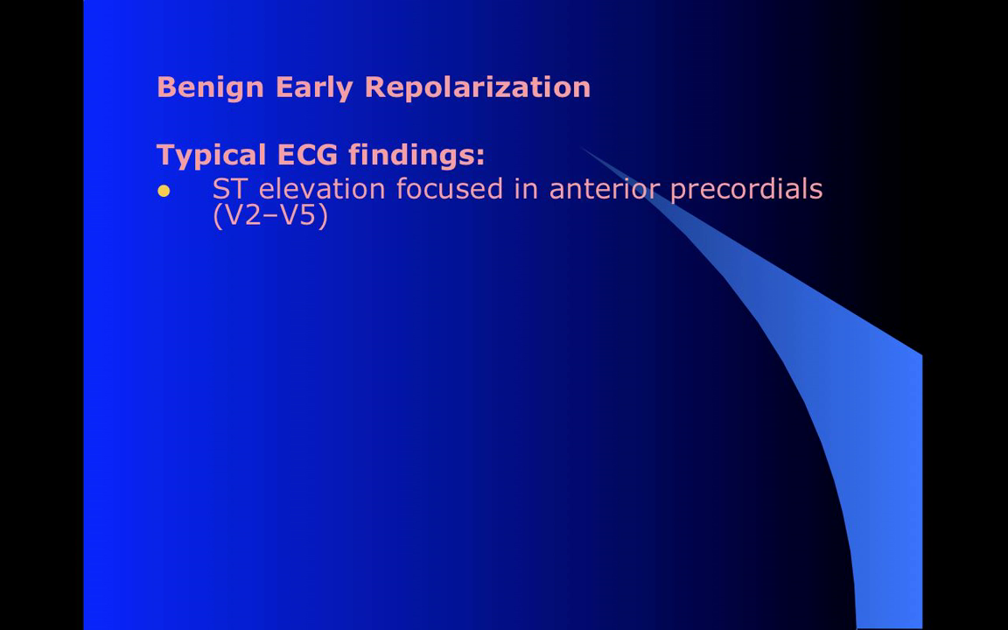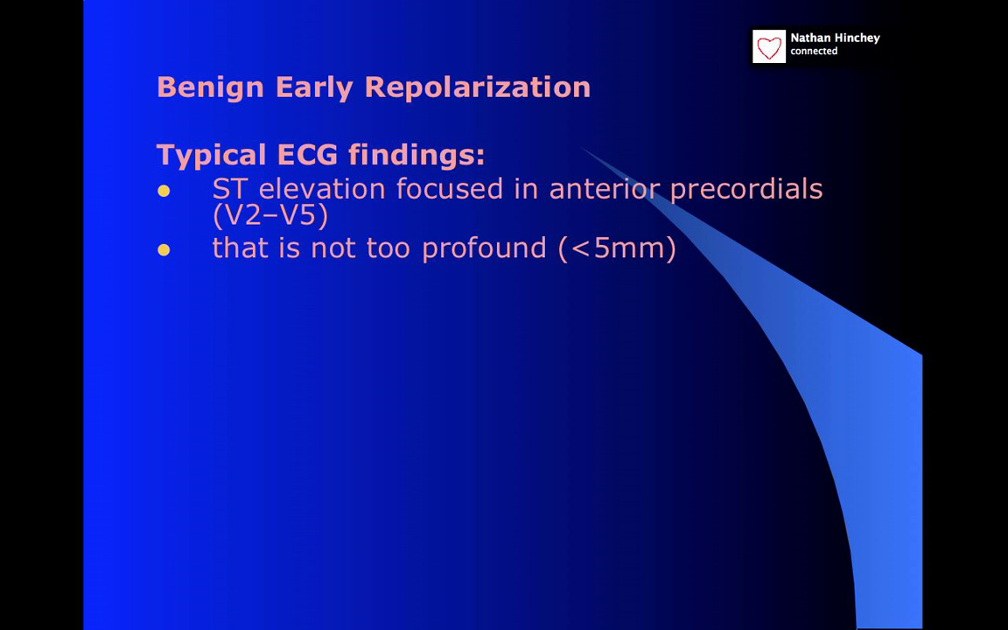So what you will often see, some ST elevation, usually in the anterior precordials, maybe V2 through V5 or so, a little bit less common in the limb leads. There shouldn't be too much of it though. So often less than 1 or 2 millimeters, just a little bit of elevation, certainly less than, let's say, 5. And it should usually have that nice concave shape that we talked about.